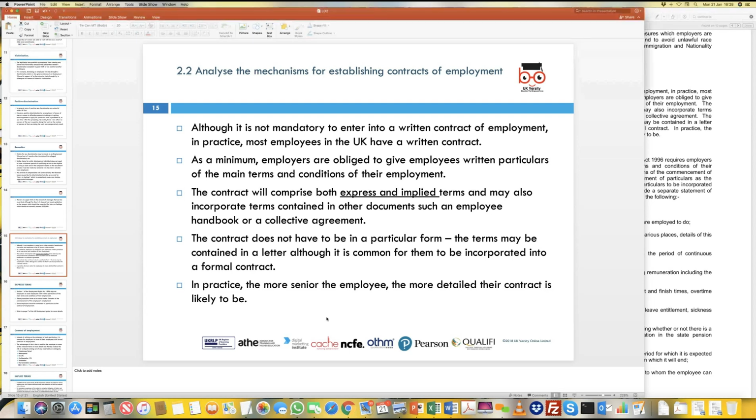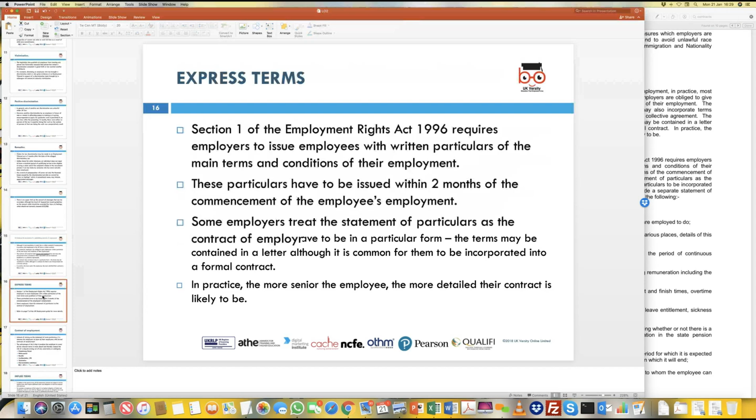So what I'm trying to say in the last point here is that the terms and conditions and the detailing of the contract would vary depending on the hierarchy, the title, and the roles and responsibilities that you get within the organization. Is that okay? Yes, please.